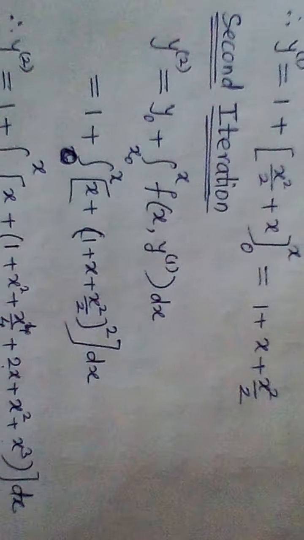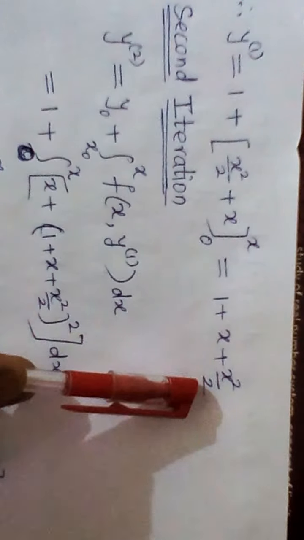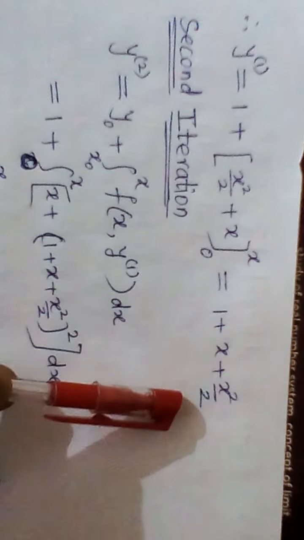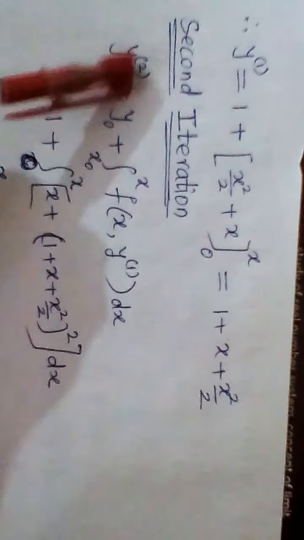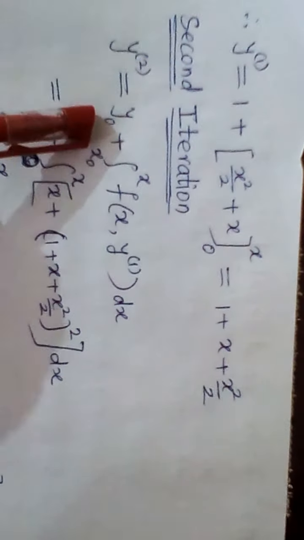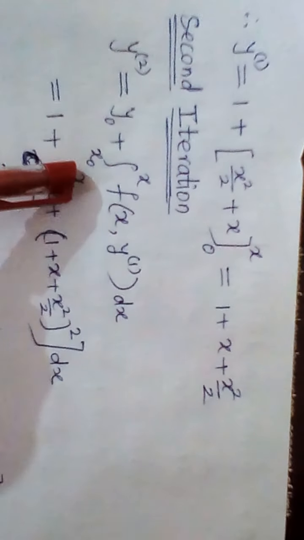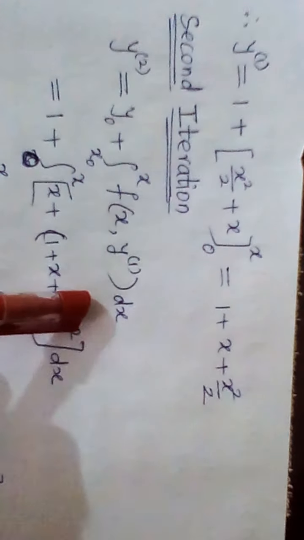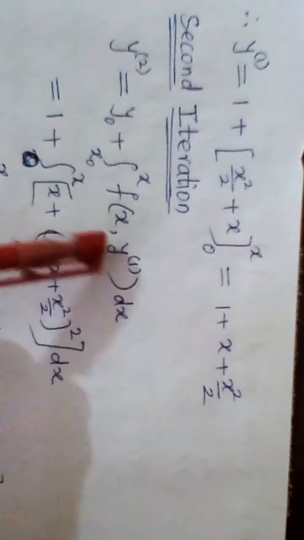So what you observe is the first approximation: y is a function in terms of x. The variable is x, so the value of y you are getting is in terms of x. Now we go for the second iteration. The Picard's formula becomes y2 equals y naught plus integration from x naught to x of f(x, y1) dx.